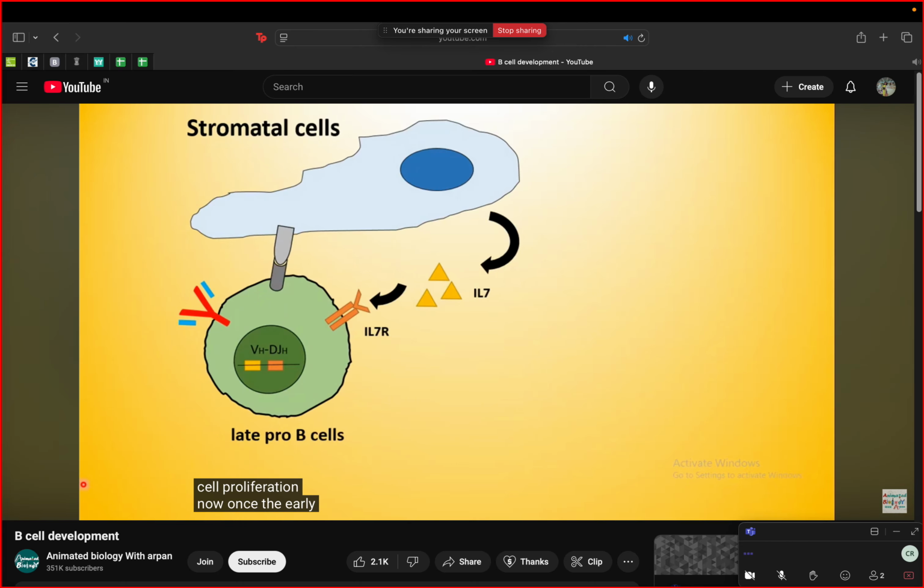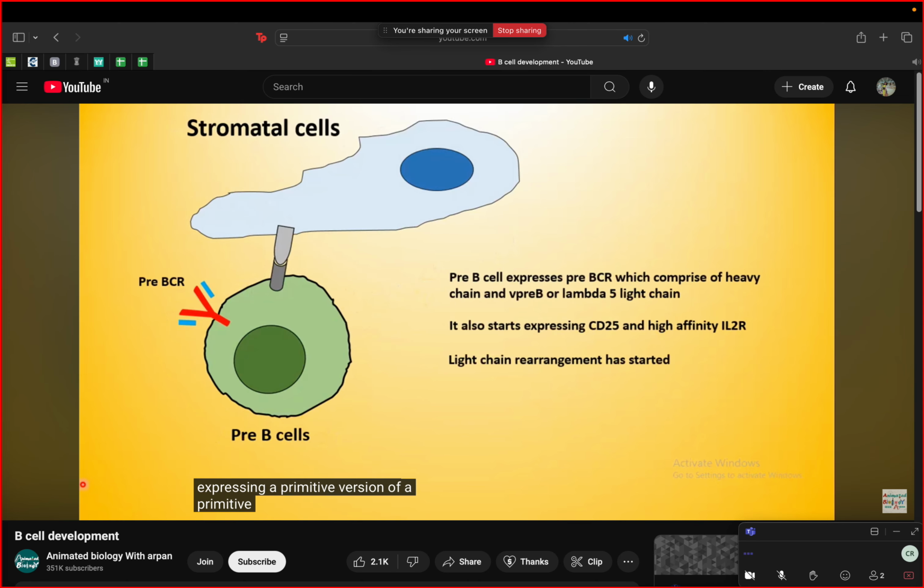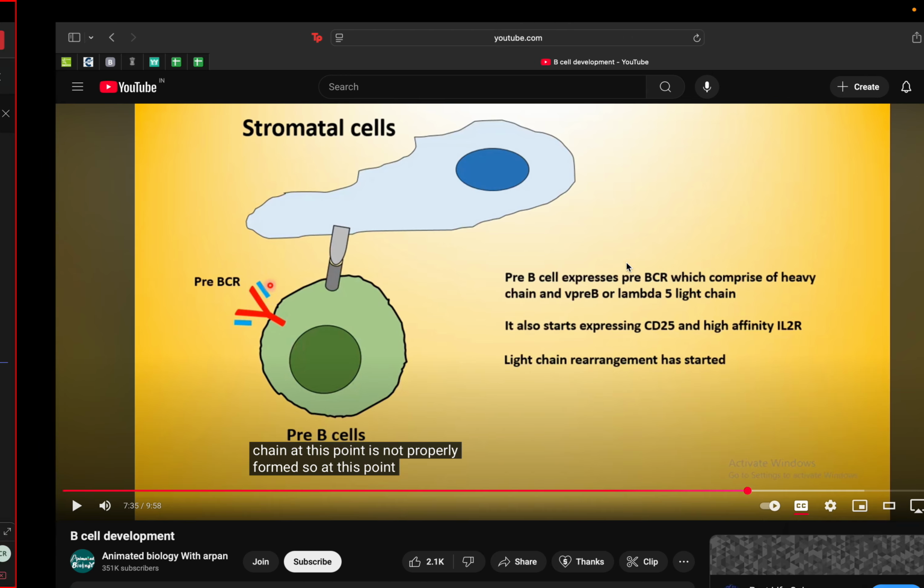Now, once the early pro B cell stage is over, then comes the late pro B cell stage. In the late pro B cell stage, it starts expressing a primitive version of BCR, which is known as B cell receptor. Now, at this point of time, you see the heavy chain of the B cell receptor is formed, but the light chain at this point is not properly formed.